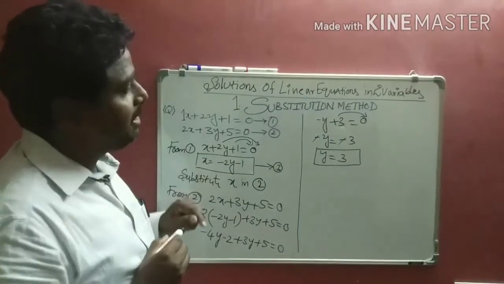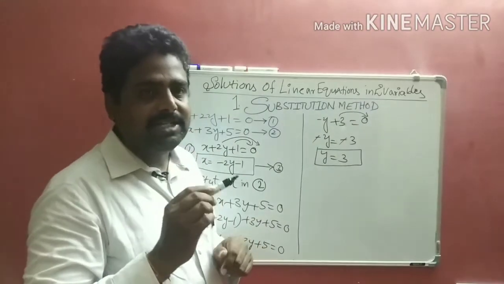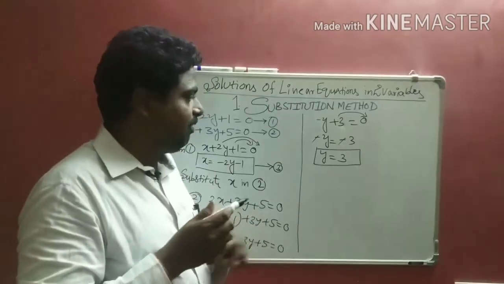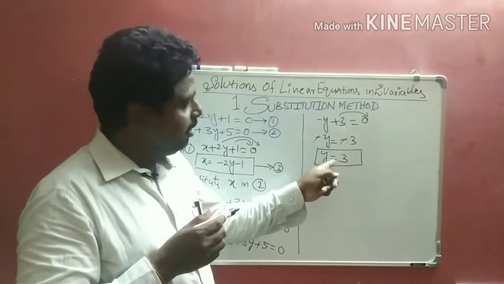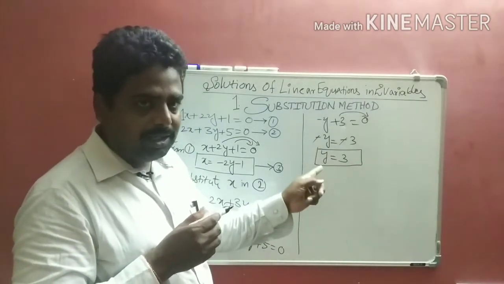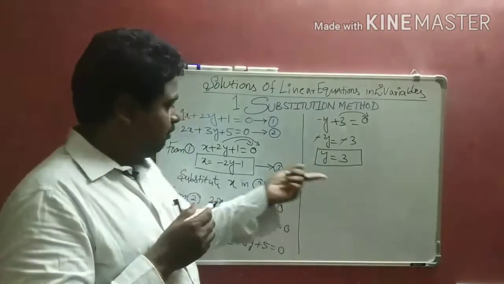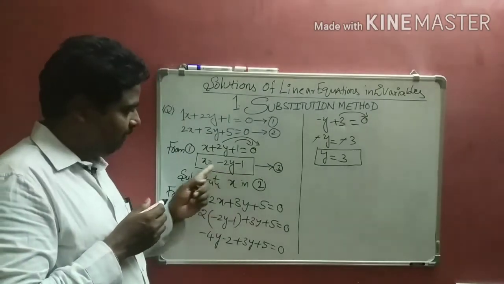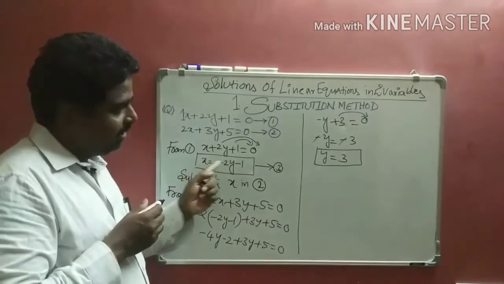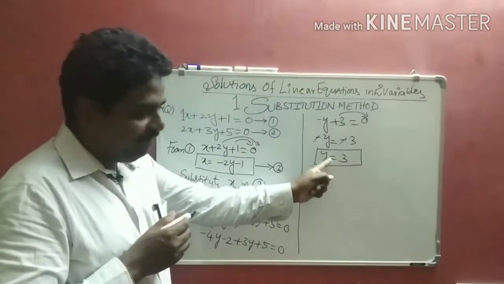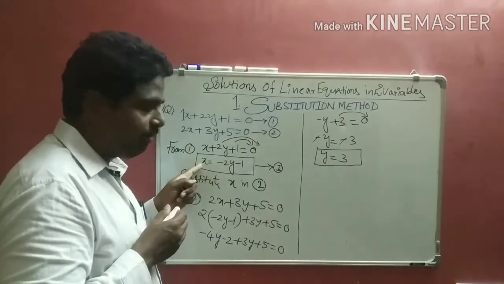Now the solution should be in the form of x comma y. It is a point form, that is, coordinate form. We got the value of y, the second coordinate. What is the first coordinate? The first coordinate is x. We have x in equation number 3, which we got from equation number 1. Substitute y is equal to 3 in equation number 3, so that we get x.